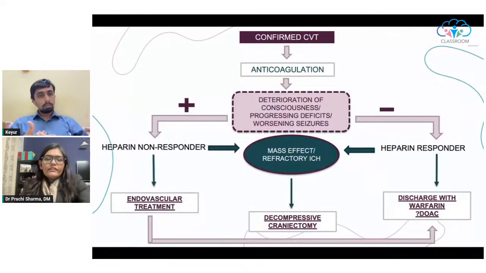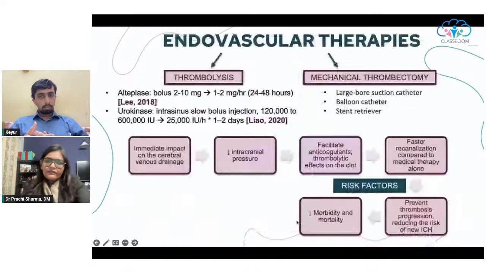So once you've confirmed CVT and you have started the anticoagulation, you see if the patient deteriorates with respect to the consciousness level, is the patient developing progressing deficits, is the patient having worsening seizures. If yes, then the patient is labeled as a heparin non-responder. Then you have two treatment options. Either you go ahead with endovascular treatment, or if the patient has a mass effect or refractory intracranial hypertension with increasing midline shift, with increasing cerebral edema, or with increasing intracerebral hemorrhage, then you go ahead with decompressive craniectomy.